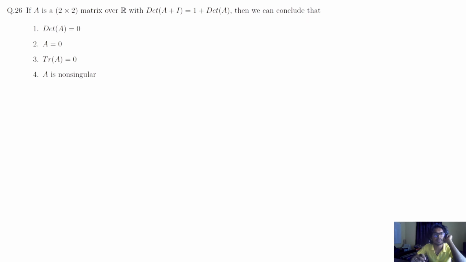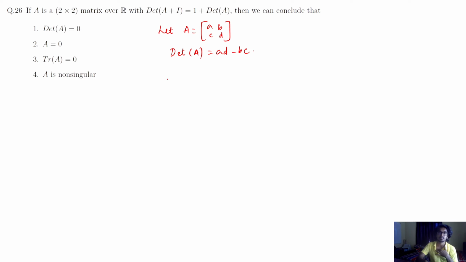Here A is given to be a 2 by 2 matrix over R and a determinant condition is given, and we'll have to conclude from this. Let A be any 2 by 2 matrix over R with entries a, b, c, d. Then the determinant of A is ad minus bc. What is A plus identity? The matrix is a plus 1, b, c, d plus 1.